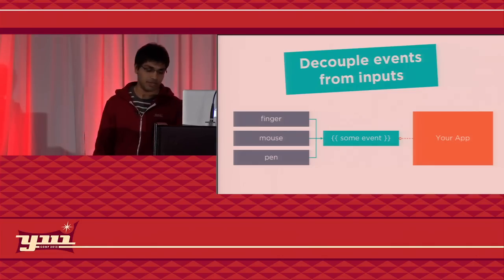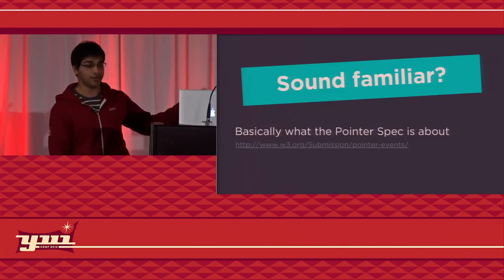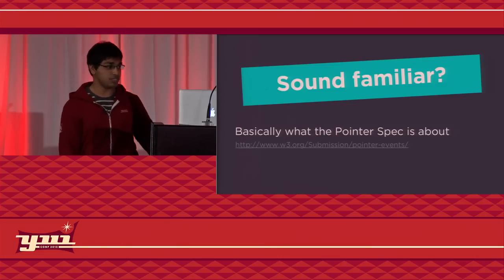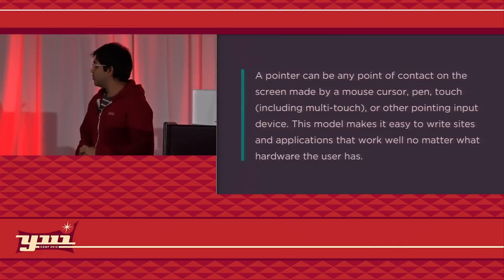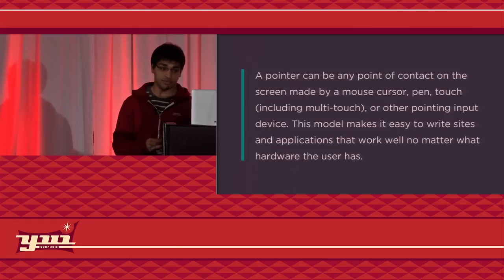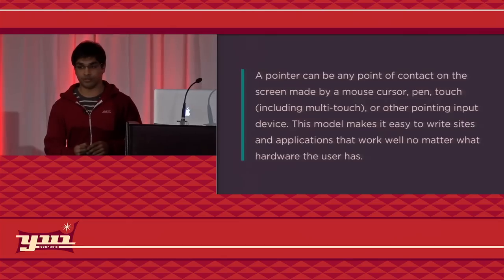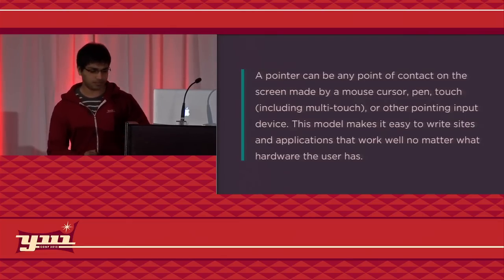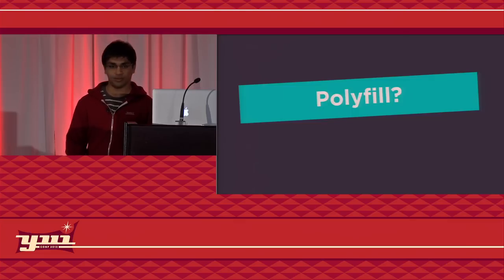And if this is firing some light bulbs, then it should, because this is basically what the pointer specification is about. It's a W3C specification that says basically this. I shall quote: a pointer can be any point of contact on the screen made by a mouse cursor, pen, touch, including multi-touch, or other pointing input device. This model makes it easy to write sites and applications that work well no matter what hardware the user has. So that's what the pointer spec was basically saying: regardless of what kind of input you're using, we're going to fire pointer events. So that sounds great. That's exactly what we needed, right?